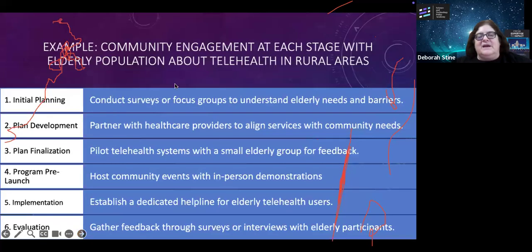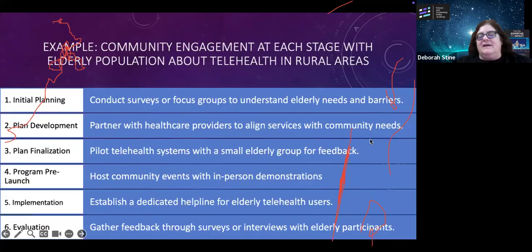So here is something like I put together, but thinking about elderly population, thinking about telehealth in rural areas. So in your initial planning, you might be conducting surveys or focus groups to sort of understand the elderly needs and barriers. Like in West Virginia, it's lack of access to broadband, plus just general literacy. Some don't have mobile phones. Some have challenges even seeing things, so that things that are visual are very challenging for them.